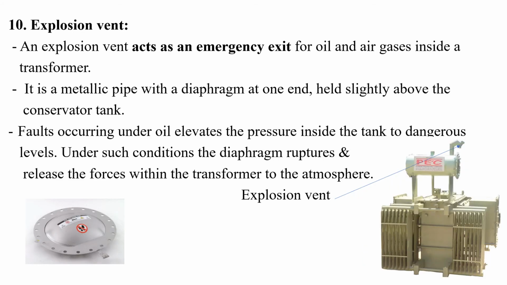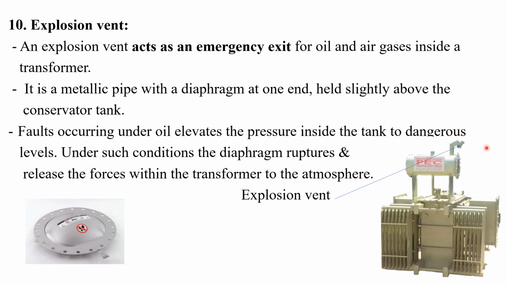Okay, next important part, that is the explosion vent. Here in this diagram you can see that this will be the conservator, and these portions are the explosion vent portion. Normally this explosion vent is provided on the top portion of the conservator. Okay, so they will act as the emergency exit for the transformer oil and the air gases present inside the transformer.